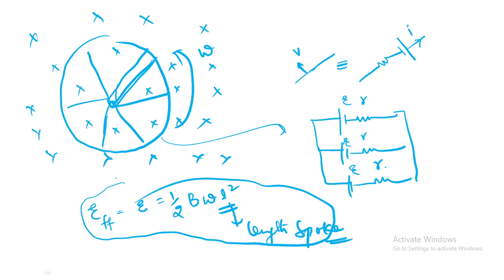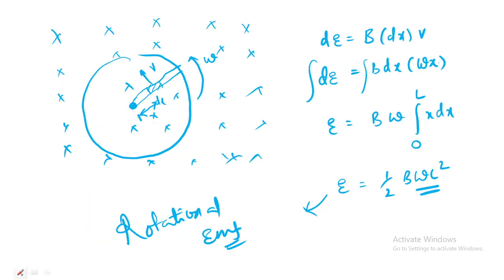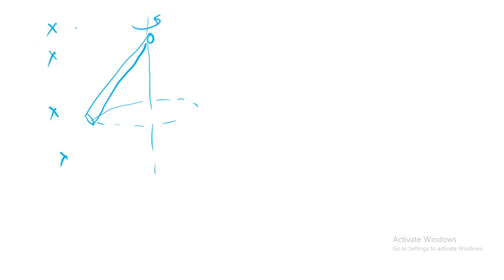Whenever it is revolving, you have to take the important concept here. Now there is one more slightly tedious question I will discuss. The rod is there in this manner, and it is revolving about this axis like this. How much EMF is induced? Guess what? How do I do it?